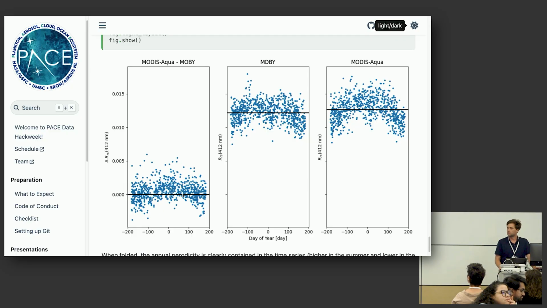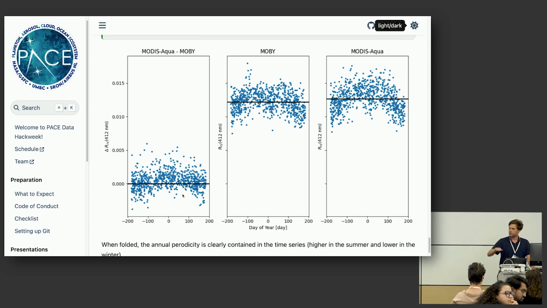So in this representation, where everything's within this range, we see this dependence with the time of year much clearer. On the left is the difference, and so we can see that these validation matchups have some sort of dependence on the time of the year the data was collected. In the winter months, which is at the edges of the x-axis, we see that the bias is such that the MOBI data is measuring something a little bit higher than the satellite, whereas conversely in the summer, the satellite's measuring a higher remote sensing reflectance than MOBI.